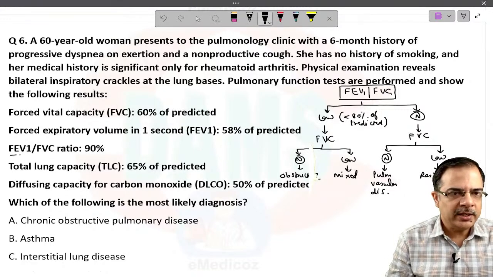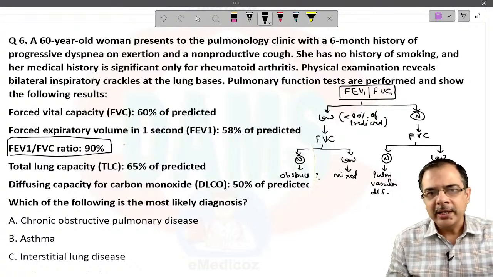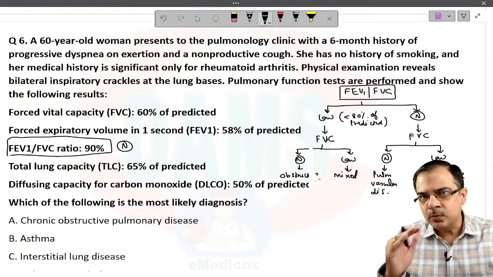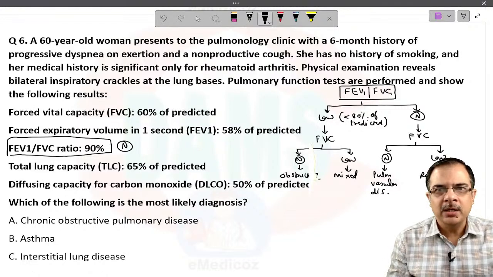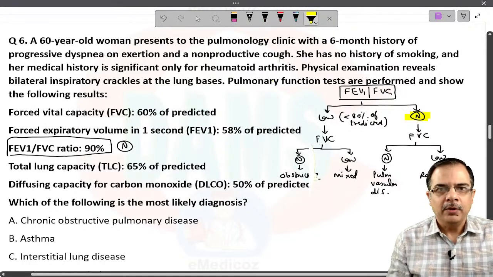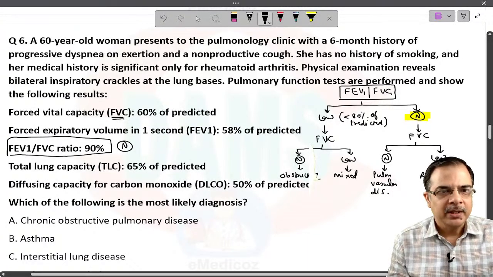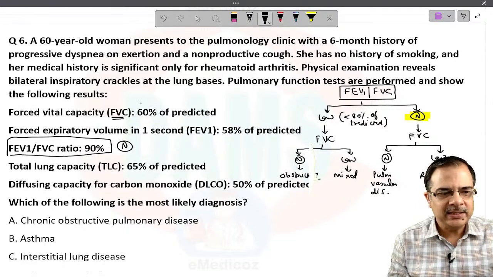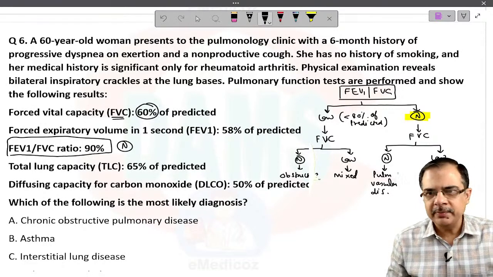So first look at the ratio. The ratio is 90%. So remember, 90% is not low. It is normal. Anything which is more than 80% is considered normal. So it is a normal ratio here. Now, let's look at the isolated value of FVC. The isolated value of FVC is 60%. So 60% means it is low.